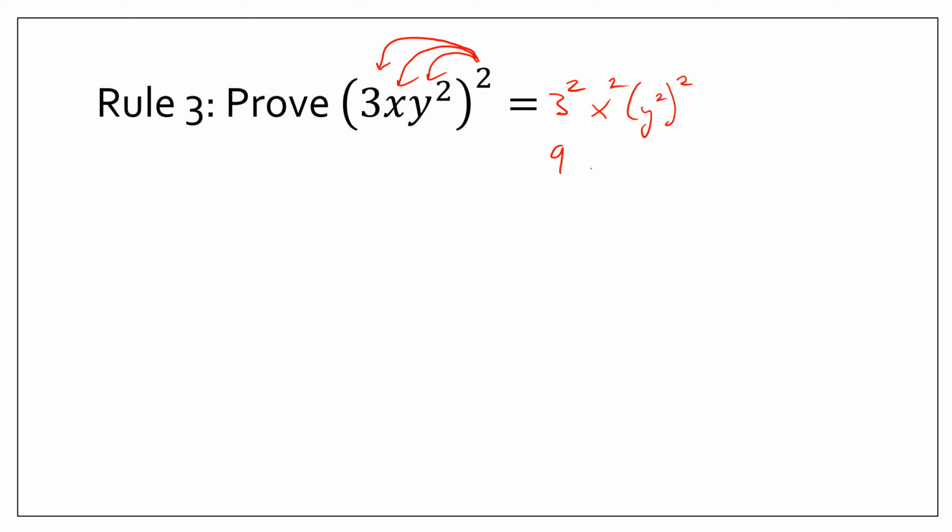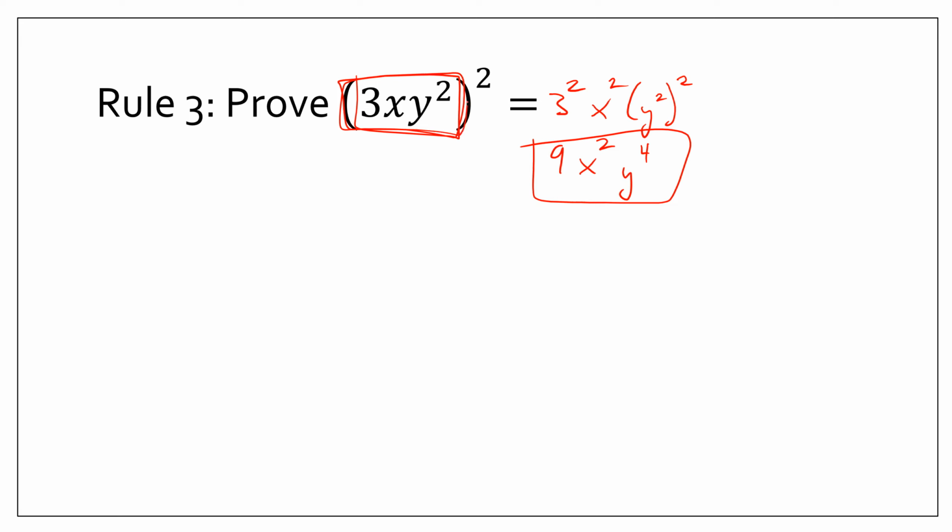3 squared is 9, y squared squared, multiply those exponents, that's y to the fourth. But the question is, why? Why is this the case? Well, again, if we expand, what this means is this is a base, this is something times itself twice. So this is 3xy squared times 3xy squared. That's what it means to square 3xy squared.